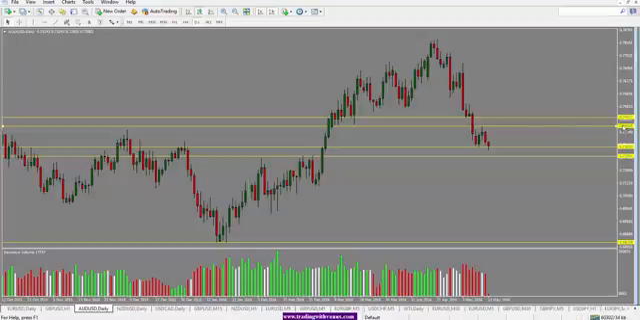And at 0.7400, we are looking to sell this pair as well. This is an important support and resistance area, and if the price holds at this level, we'll be looking for a sell.